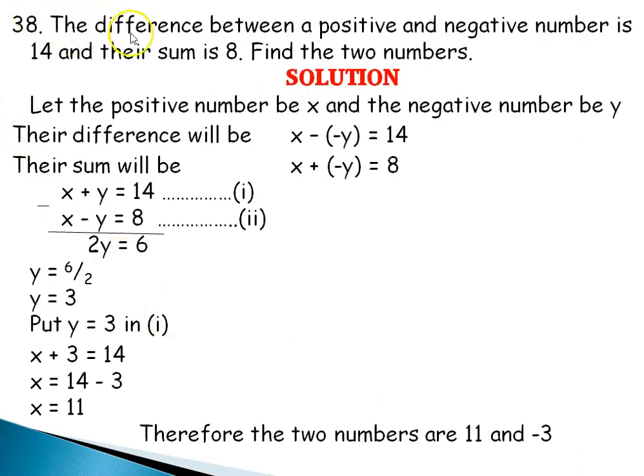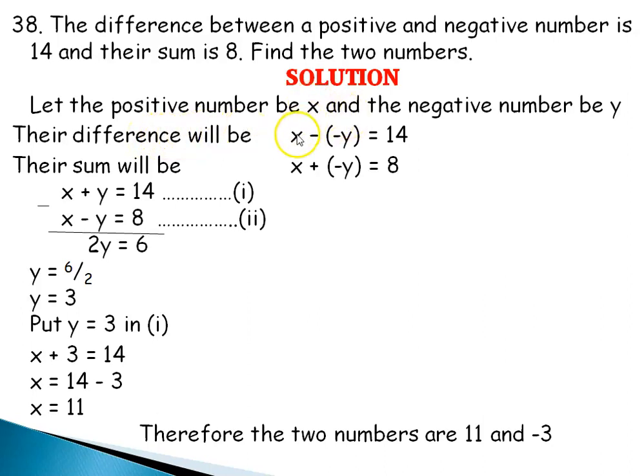Question 38. The difference between a positive and negative number is 14 and their sum is 8. Find the two numbers. Okay, we don't know the two numbers, but we can represent them using x and y. Let the positive number be x and the negative number be y. Now they said the difference between the positive and the negative number.